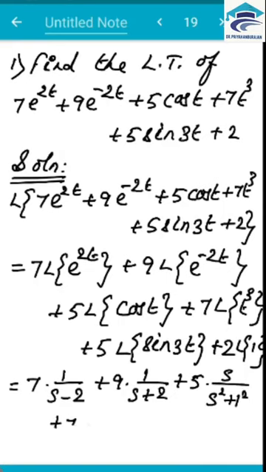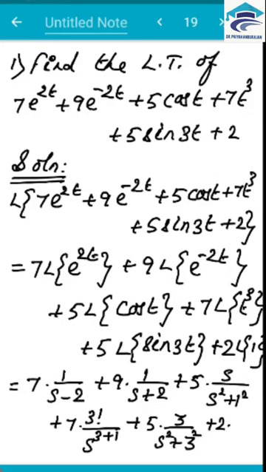Next is 7 into t to the power 3. So the t to the power n formula is n factorial by s to the power n plus 1. Here n is 3. So 3 factorial by s to the power 3 plus 1, plus 5 into sine. What is sine at? It is a by s squared plus a squared. So instead of a you have 3. So it is 3 by s squared plus 3 squared, plus 2 into, what is L of 1? It is 1 by s.